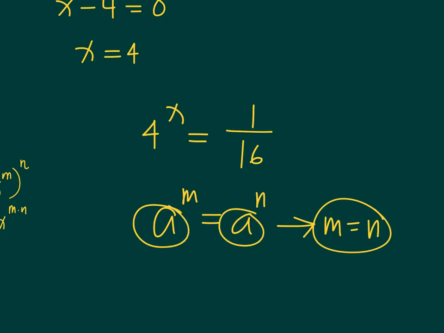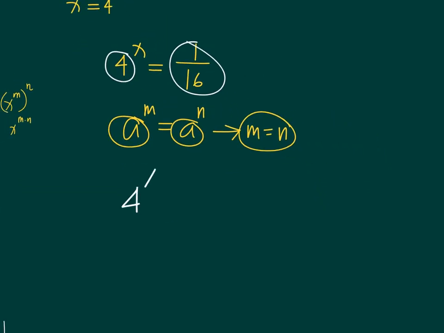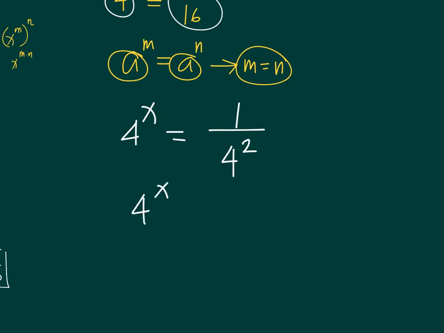Now looking at our new example, this is 4 and this is 1 over 16. So you have to find a way to make the two sides have the same base. Now we can keep the 4 as 4 raised to x, but you need to think of 16 as 4 raised to 2. And then 1 over 16 means 4 raised to negative 2. Note that I needed to change 1 over 4 squared into 4 raised to negative 2 so that I could clearly see that they have the same base.